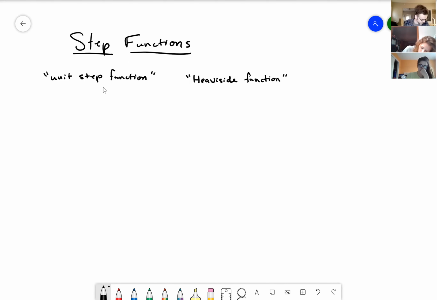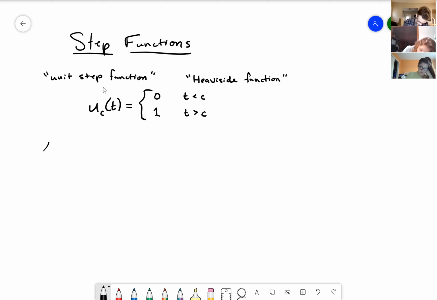Okay, so this function has a parameter c. So we write it like this: the function of t, and this is a function that is 0 whenever t is less than c, and it's 1 when t is greater than c.